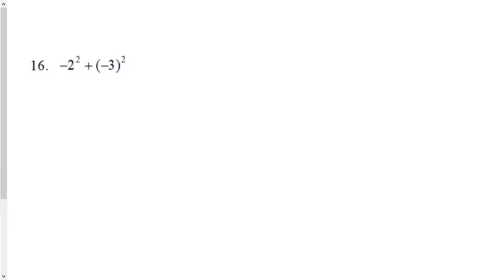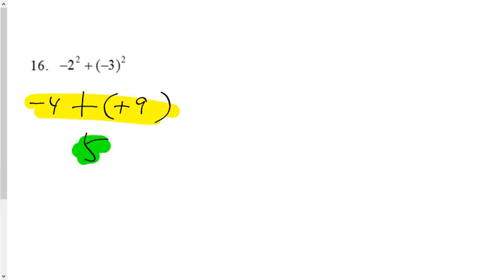Question 16 is the sum of two powers, and here we just have to change it to standard form. The opposite of 2 squared is negative 4, and negative 3 squared, Andrew, is... That's right, positive 9, Andrew, thank you. And once you have that written, the sum of those two, negative 4 and positive 9, makes a positive 5. So your solution is positive 5. Question 16 is worth 2 points, 1 point for that, and 1 point for the answer.